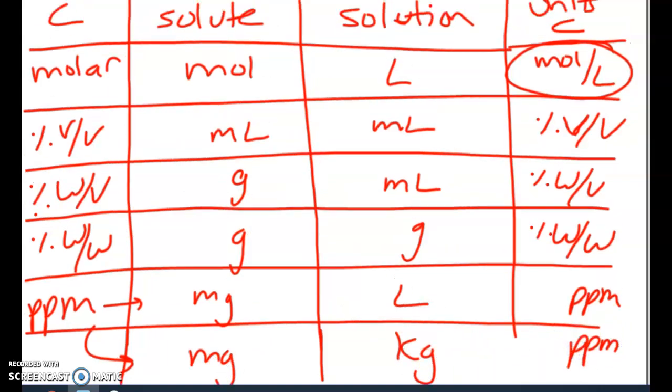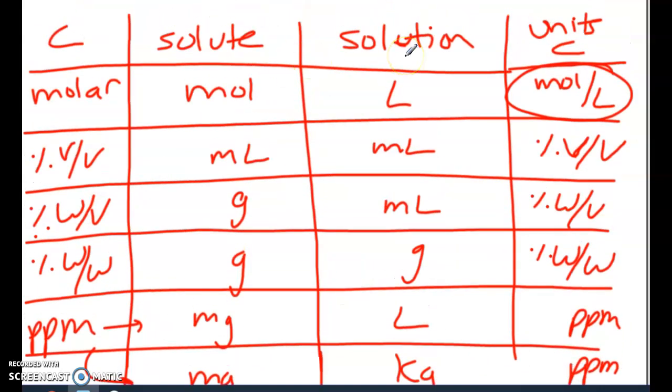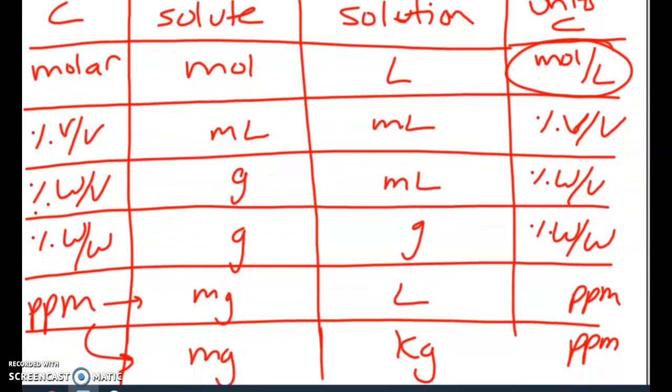So all of these are solute over solution, okay? But how they're expressed, what information you're given, what you're asked to solve for can be very different. So anytime it says calculate the concentration, you have to stop and think, okay, well, what type of concentration? What are the units I currently have? What do I need in order to solve for this properly?